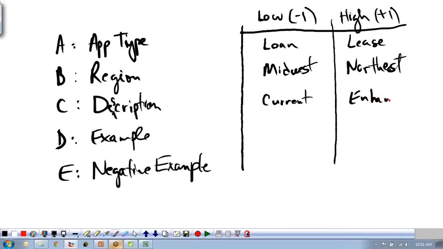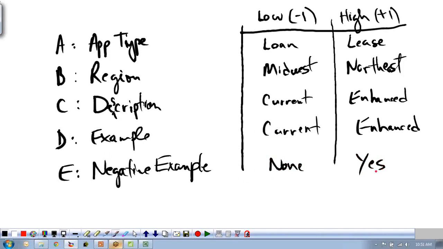So they're testing out their solution. In the example, we either use a current example, or we'll use the enhanced. Now, you might think that there was another thing that they could have written here. They could have had it as 0 or 1: don't use any example at all, use one, etc. We could have had another factor, but they just used five. And finally, negative example, none versus yes. Okay, so these are the -1s and these are the +1s.